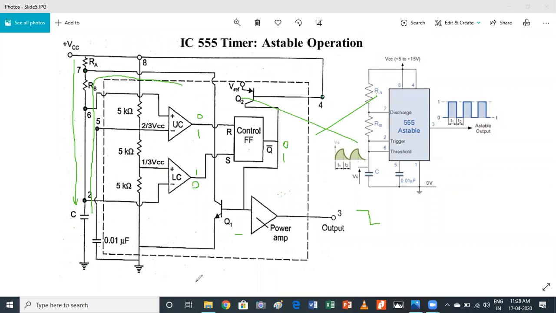It starts discharging through this path, RB. Whenever charging, it is through RA plus RB, and the discharging path is RB. When it starts discharging, the voltage is going to reduce, and based on this the upper comparator and the lower comparator are going to change their state.